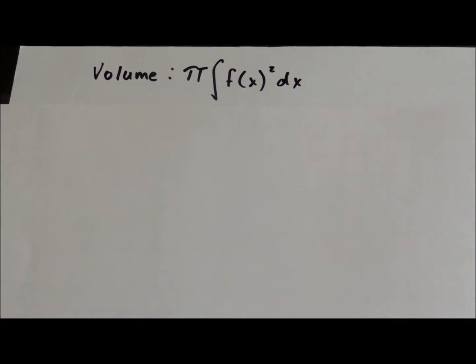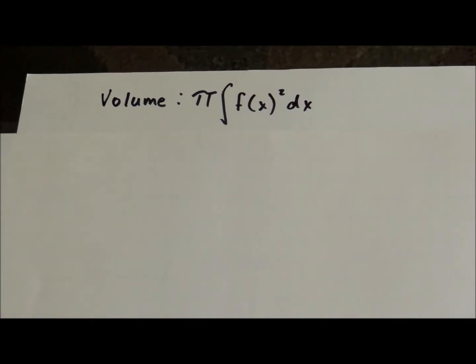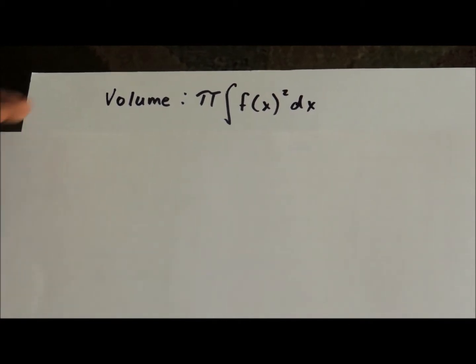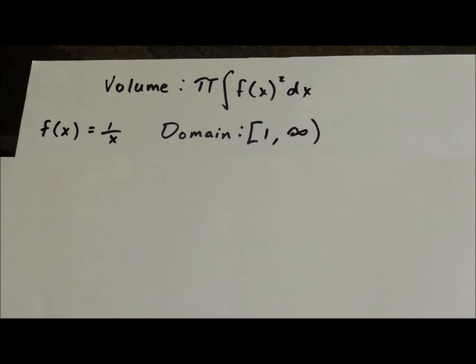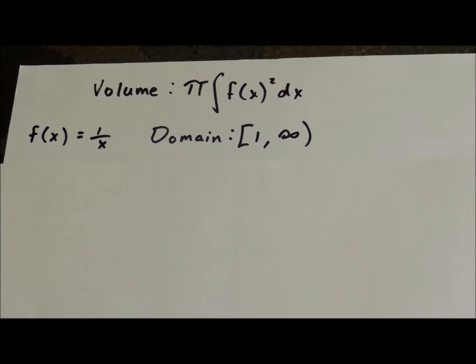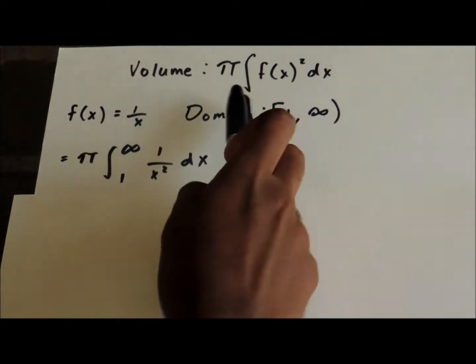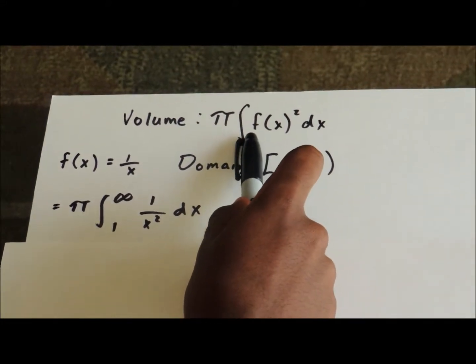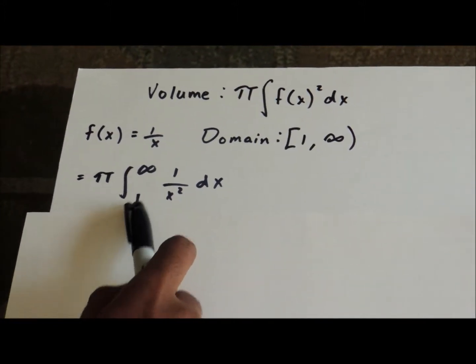The first myth is, can something have finite volume and infinite surface area? We will test this myth out by using the function f of x is equal to 1 over x with the domain 1 to infinity. We will plug in 1 over x into f of x and square it. And that will be from 1 to infinity.